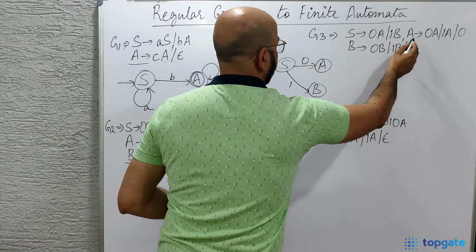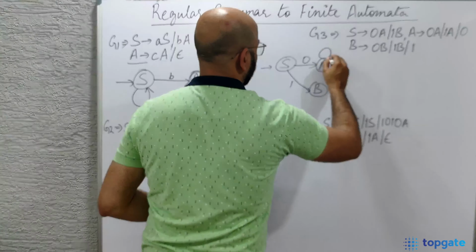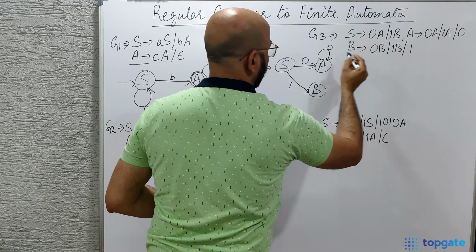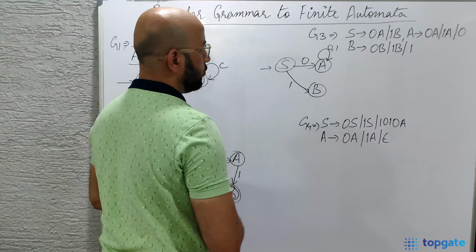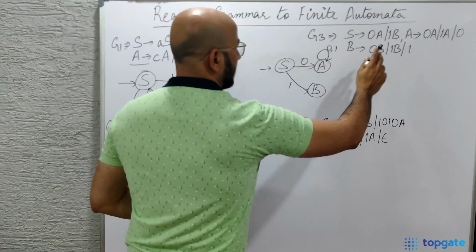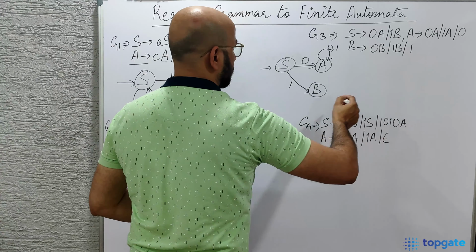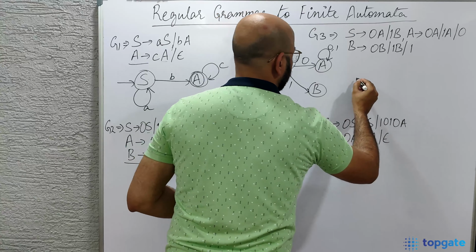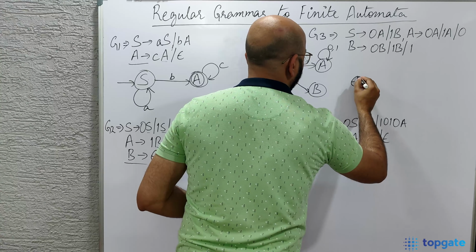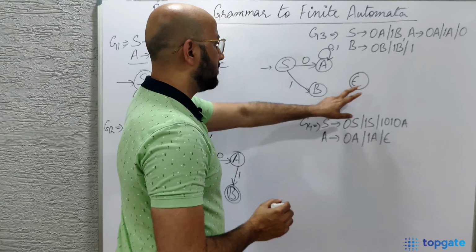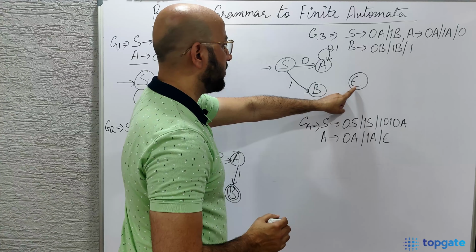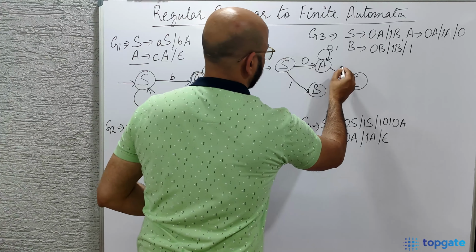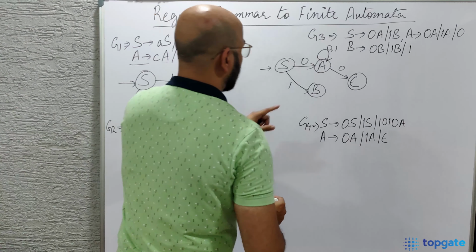Then it says A tends to 0A. That means 0 self loop. Again it says A tends to 1A. That means 1 self loop. And then it says A tends to 0. So what will I do? In this one I don't have any variables. So what will I do? I'll simply take a final state here and represent this with the help of an epsilon, and then connect this with 0. Okay, now come on to the B.